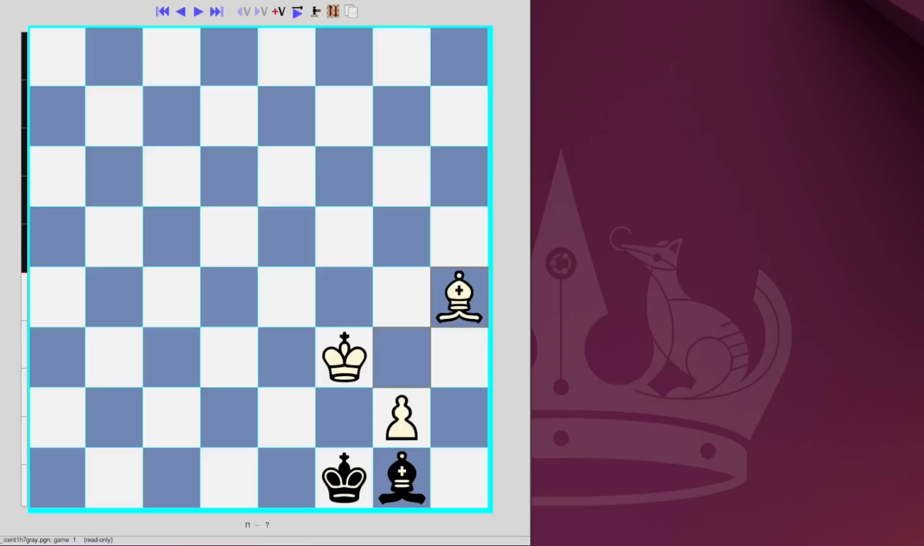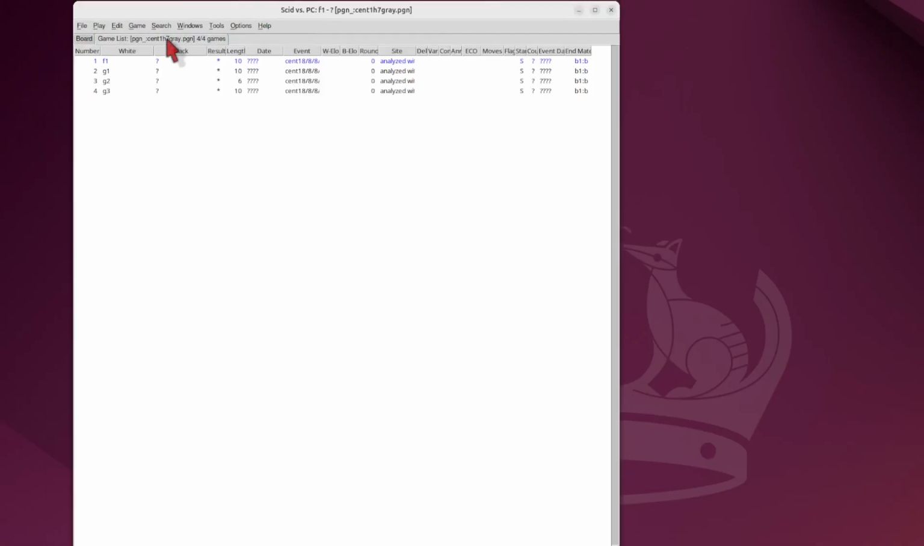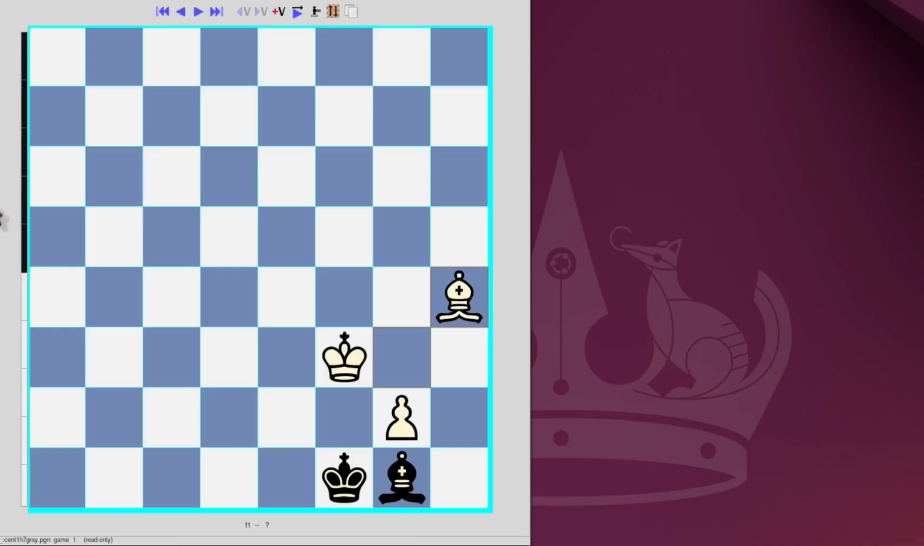Okay, here we are with Scid loaded up. Now, the first thing I'm going to have a look at is those grey squares, which I highlighted earlier. If you have a look at this game list in Scid versus PC, you can see for the squares F1, G1, G2, G3, I gave a grey colour. We'll just quickly go over them just to show why is that the case. Why were those squares losing, even though technically they were kind of in the drawing zone?